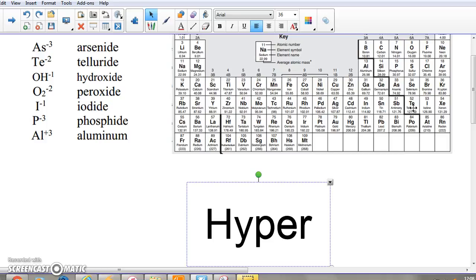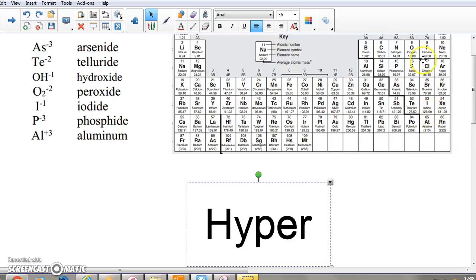I'm going to skip over hydroxide and peroxide for just a second. Iodide, phosphide, and aluminum all follow the basic rules that we've learned. Iodide, -1 charge in the -1 column. Phosphide, -3 in the -3 column. Again, the ending of iodine changes to iodide.